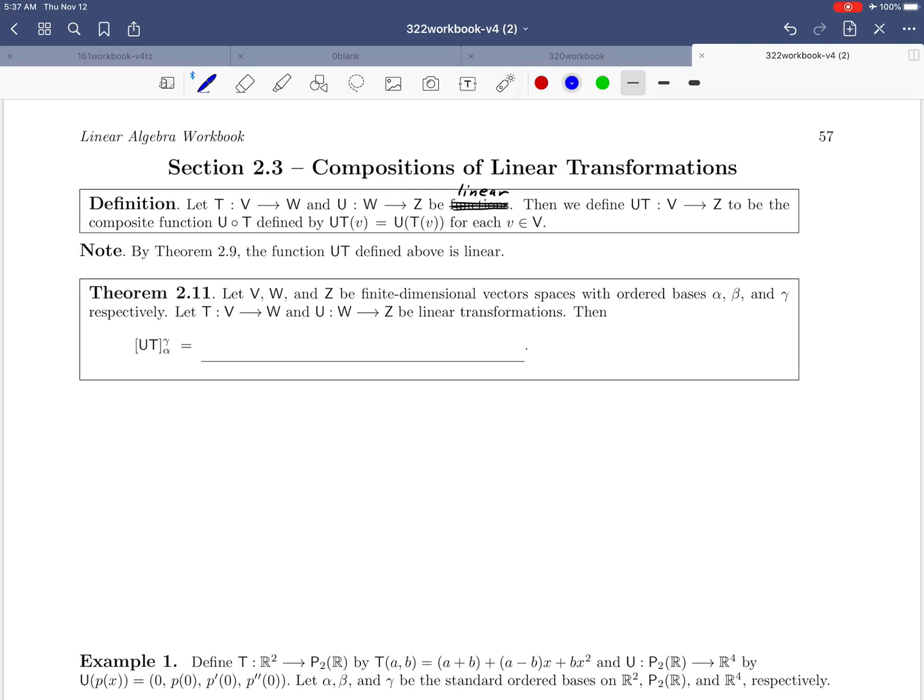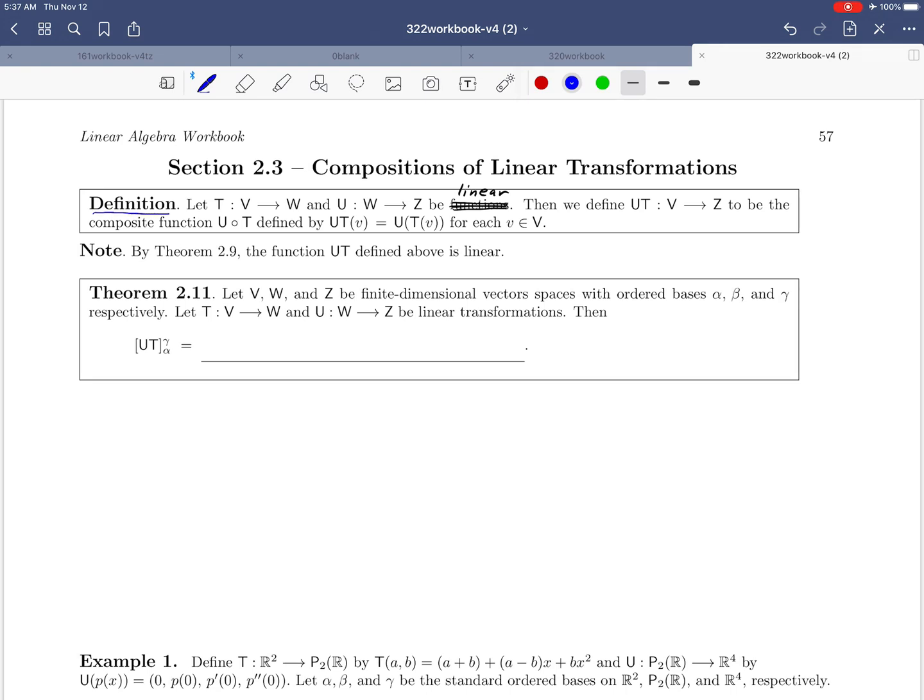Hello everybody, and welcome to section 2.3 on page 57. In this section we'll be talking about compositions of linear transformations, a way of combining two linear transformations into one. Okay, so let's start by reading this definition together.